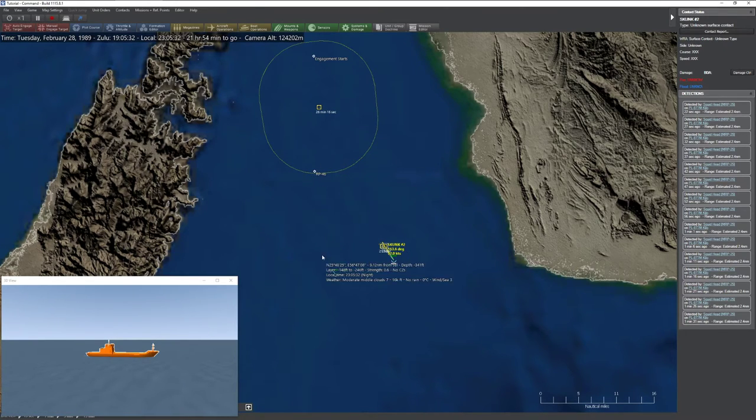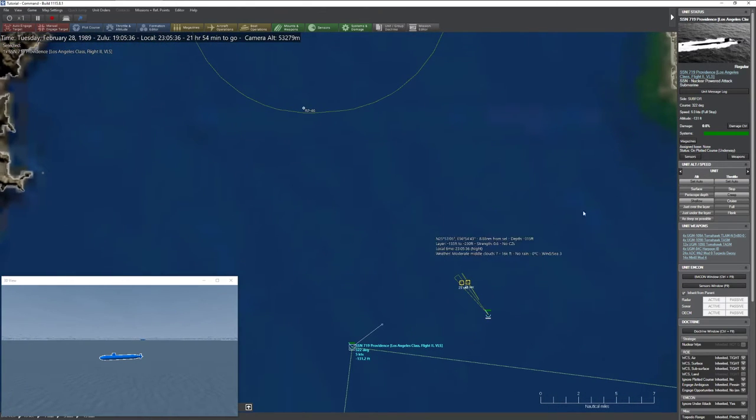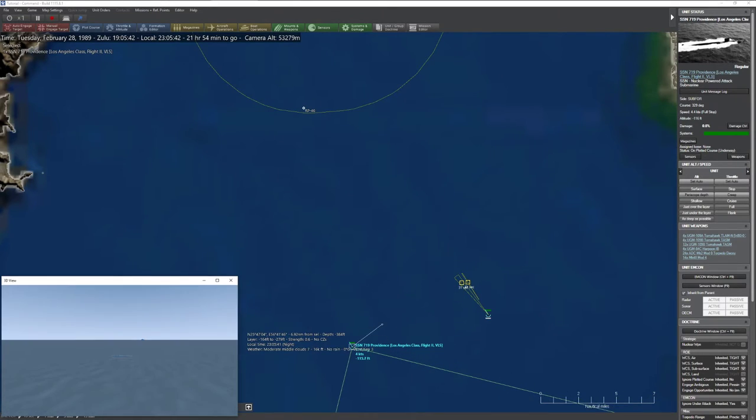So I'm going to go ahead and move my mark real quickly. I've slowed down my Providence significantly. I'm spinning it around. I want to come up to periscope depth for just a second. Again, this is so risky, but I'm going to try it again anyway because I really need to triangulate the position of whatever that signal is. Then I can use anti-ship missiles against it.